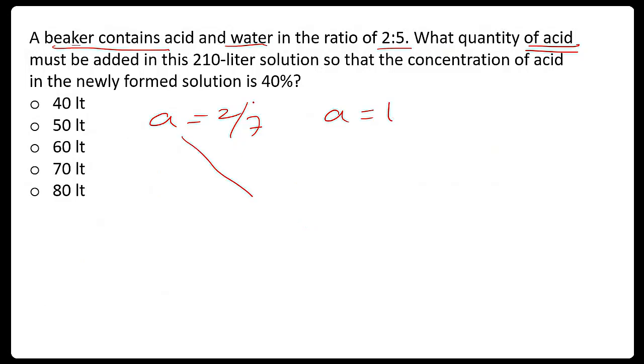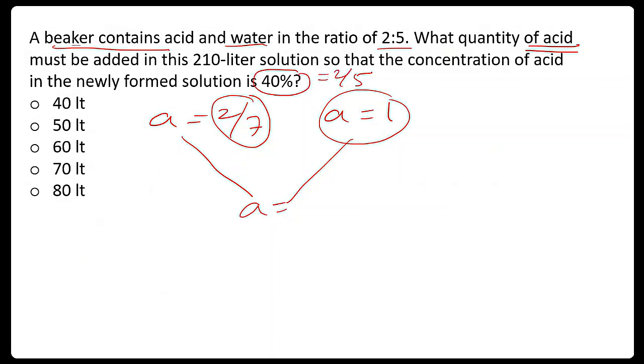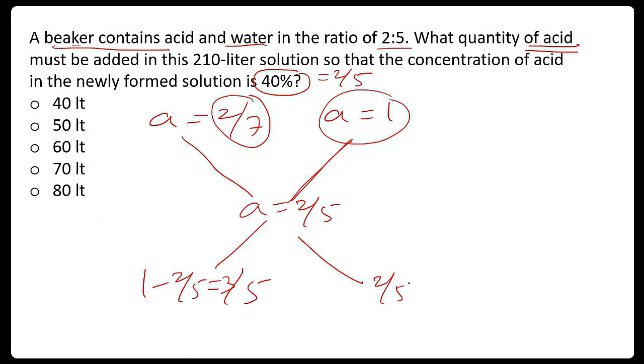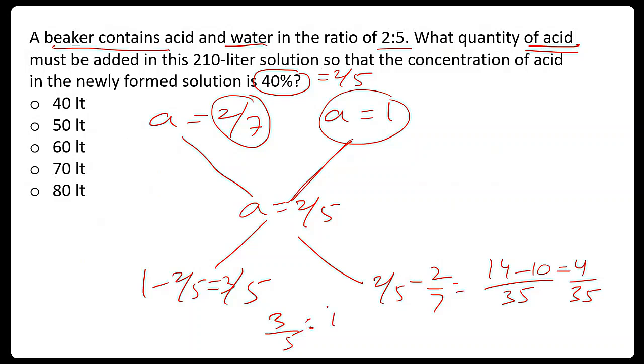By mixing this acid, which is 2/7 part, with pure acid, we are expecting the acid to be 40%. In fractions, 40 by 100, 2 by 5. 2/5 of acid we are expecting. So on simplification, 1 minus 2 by 5 is 3 by 5, whereas on this side 2 by 5 minus 2 by 7, LCM 35, this is 14 minus 10, 4 by 35. So the ratio is 3 by 5 is to 4 by 35. On simplifying, 5 ones, 5 sevens, we get 21 is to 4 ratio.